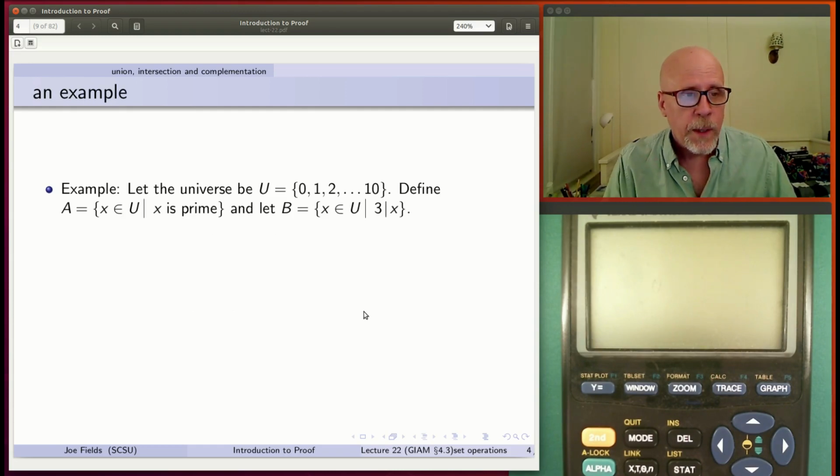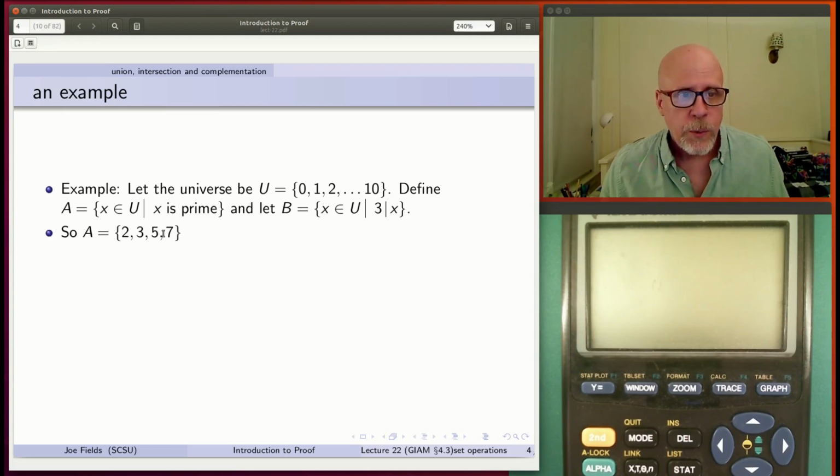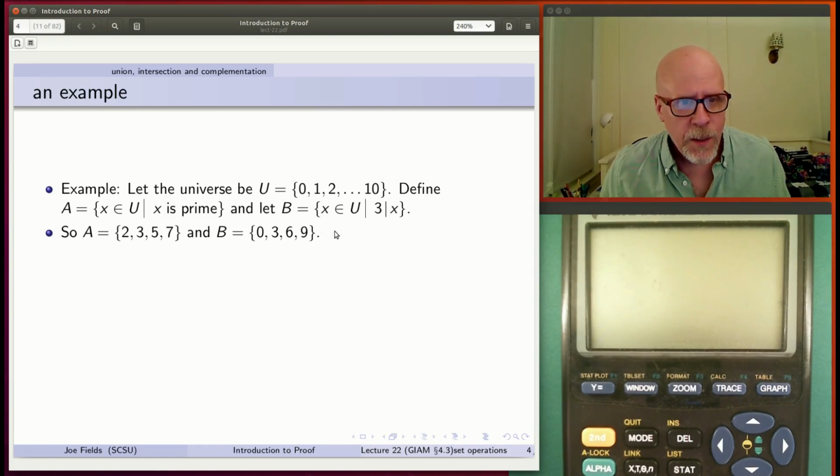So let's do an example of that. Like usual, we'll work in a well-defined universe of discourse. This one is just the numbers from 0 to 10. We're going to define A to be the things in that universe that are prime. A is x in U such that x is prime. B is the things in that universe such that 3 divides into them. So there's A: 2, 3, 5, 7. Those are the primes that are less than 10. And there's B: 0. Oh, right, 0 is divisible by 3. 0 is divisible by anything. But also 3, 6, and 9. Okay, so those are the two sets.